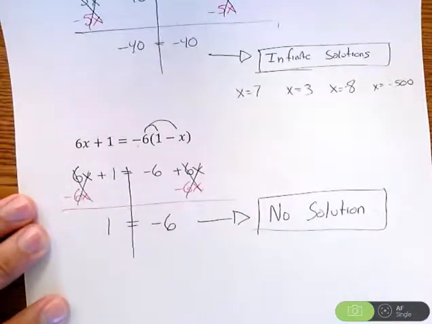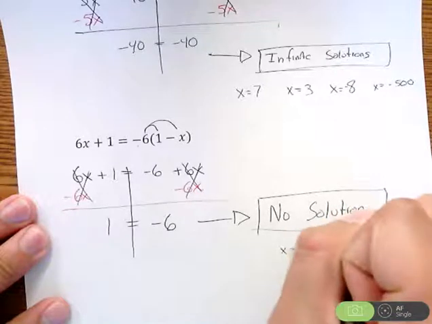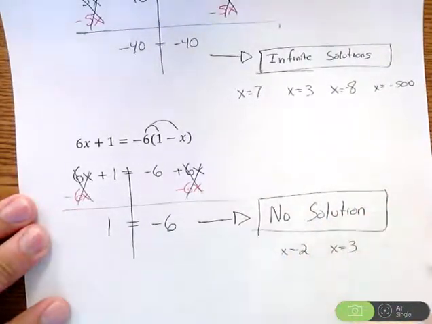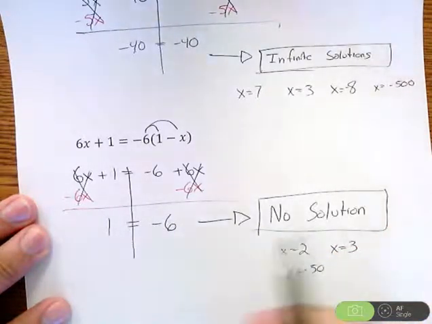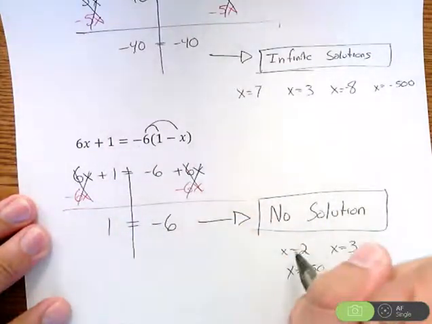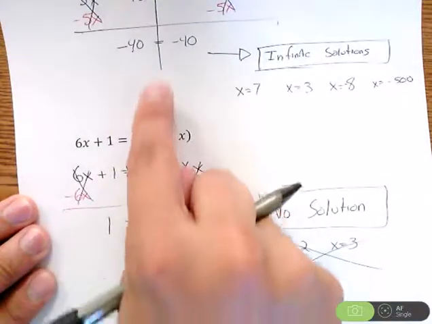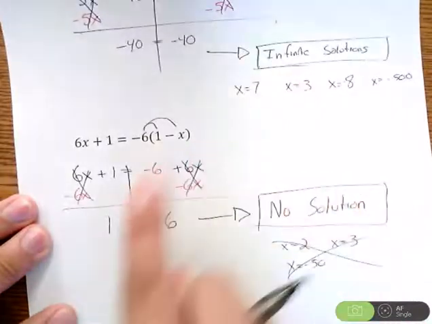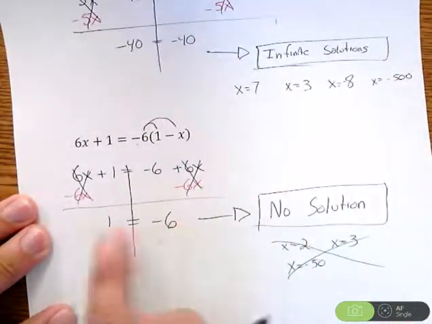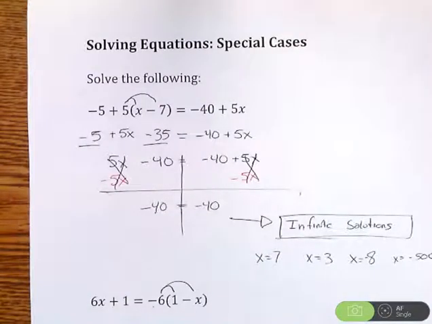What no solution means is that no matter what you plug in here, nothing is going to work. x equals 2, not going to work. x equals 3, not going to work. x equals -50, not going to work. There's no value for x that will work. So here's what you've got to look out for: if you have two numbers that are the exact same on both sides, that's infinite solutions. If you get two numbers left that are different, that means no solution. And this was solving equations, special cases.